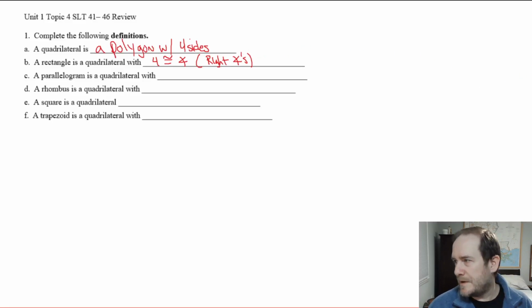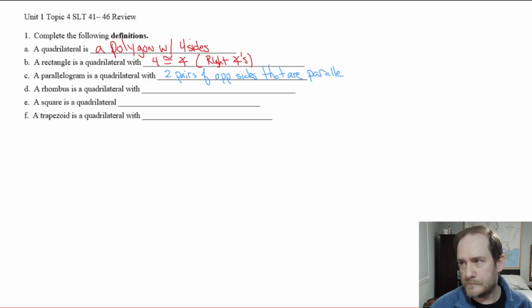Okay, to be a parallelogram, well, it's right in the name. If you're a parallelogram, then you have two pairs of opposite sides that are parallel. And to be a rhombus, a rhombus is a quadrilateral with all four sides congruent. All four sides are the same length.